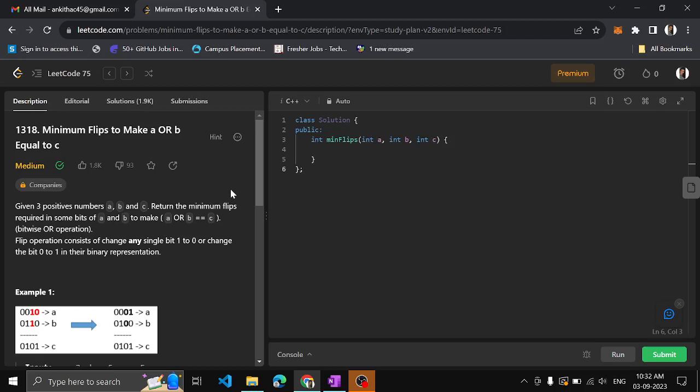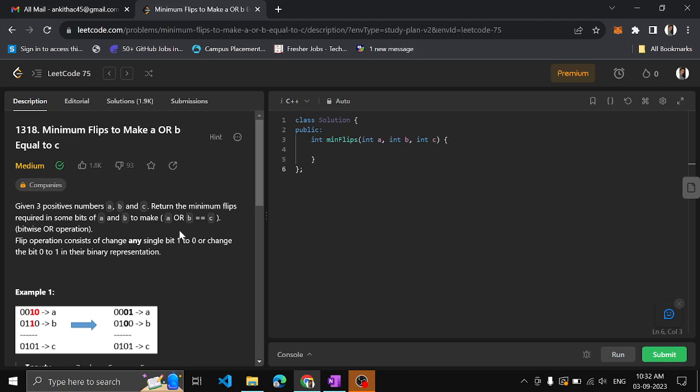Minimum flips to make A or B equal to C. Given three positive integers A, B, C, you have to return the minimum number of flips required in some bits of A and B to make it equal to C. And for A and B we do the OR operation.